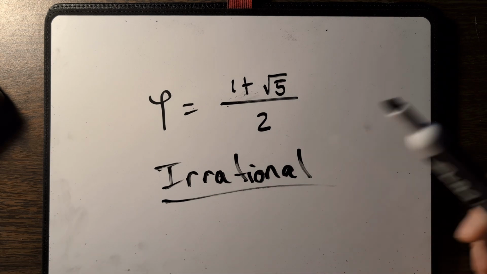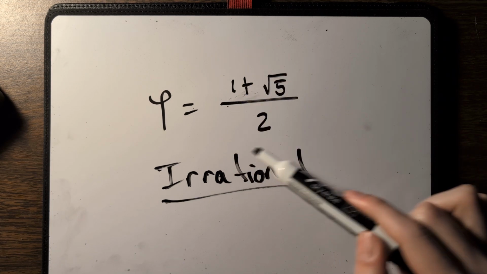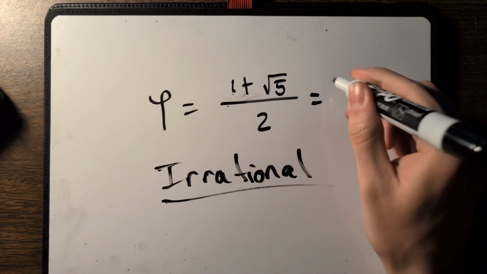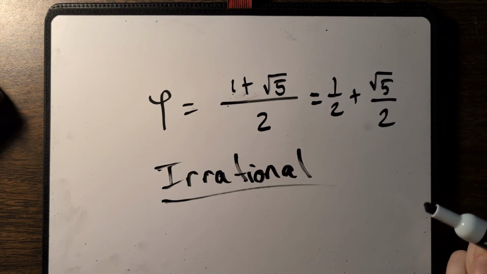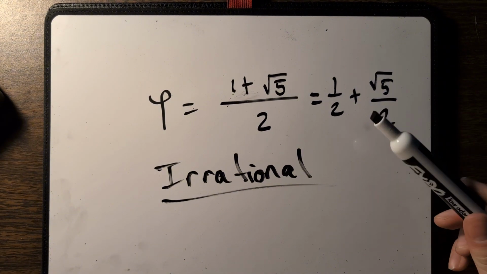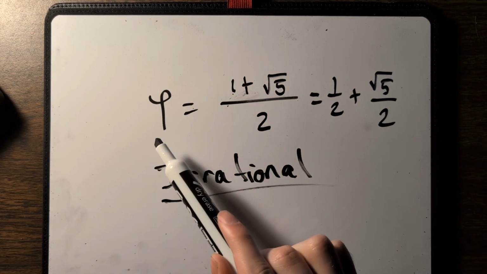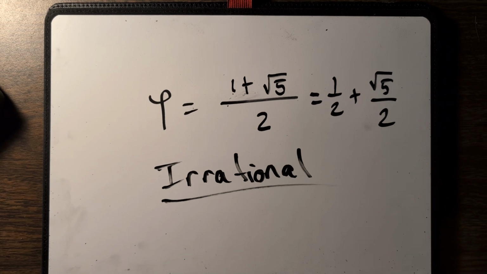Because, simply, in order for this number to be rational, we can think of it as 1/2 plus root 5 over 2. Now, if the golden ratio was rational, that would imply that the square root of 5 is rational, which is not true, as the square root of all non-square natural numbers is irrational.